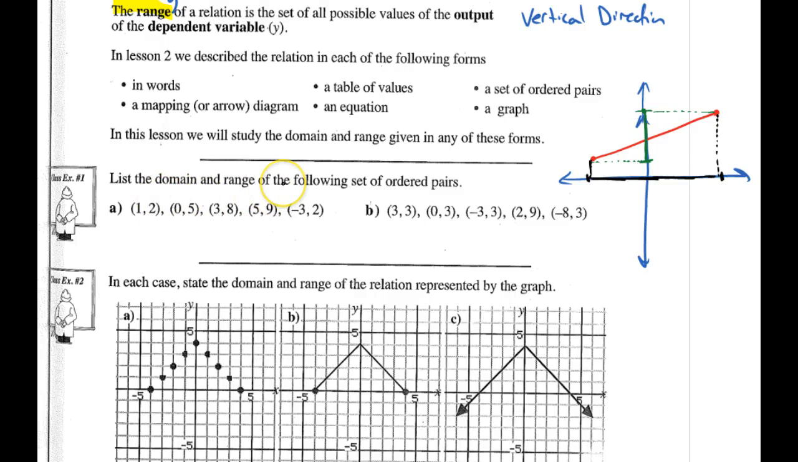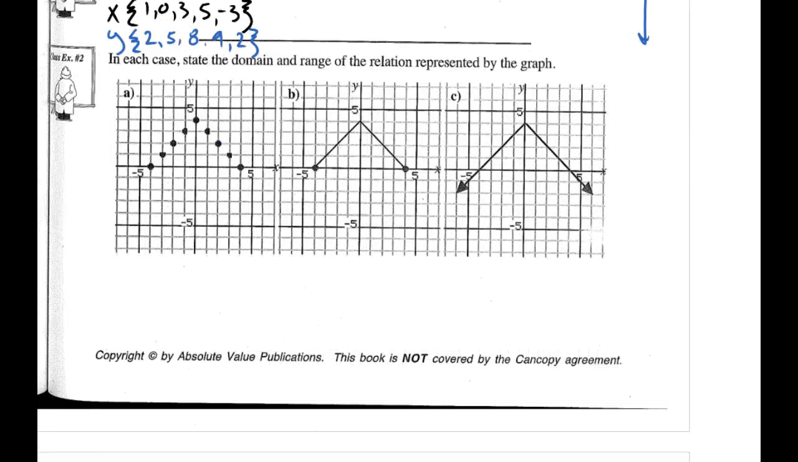Okay, let's go ahead and do some of these examples. Now it says list the domain and range. So the domain, so I would say x can be 1, 0, 3, 5, -3. Basically all the x values. Then the range is going to be 2, 5, 8, 9, and 2. All right.